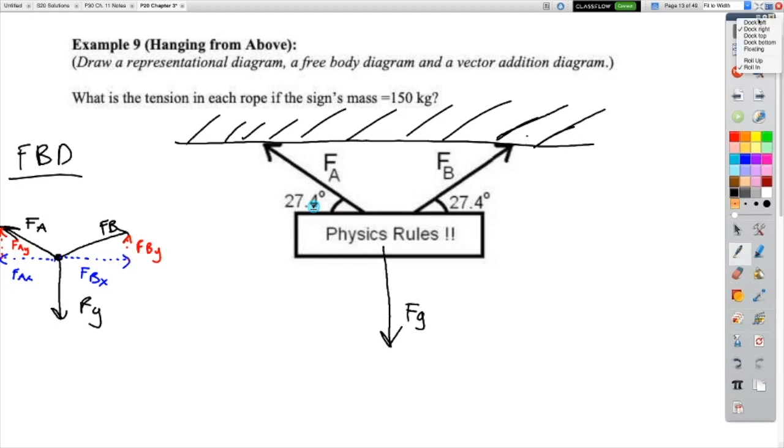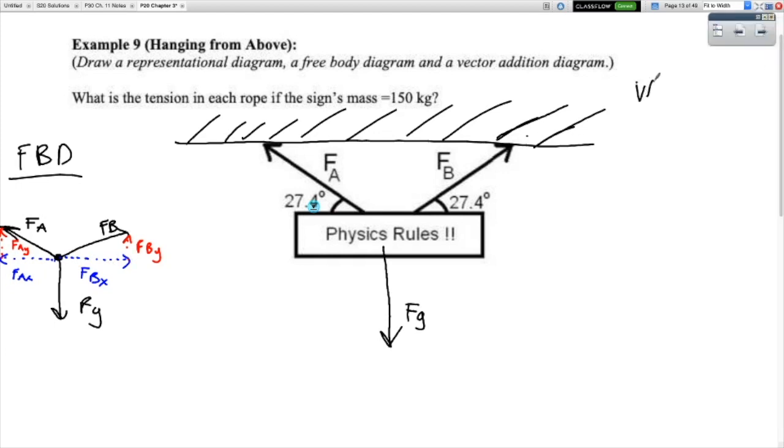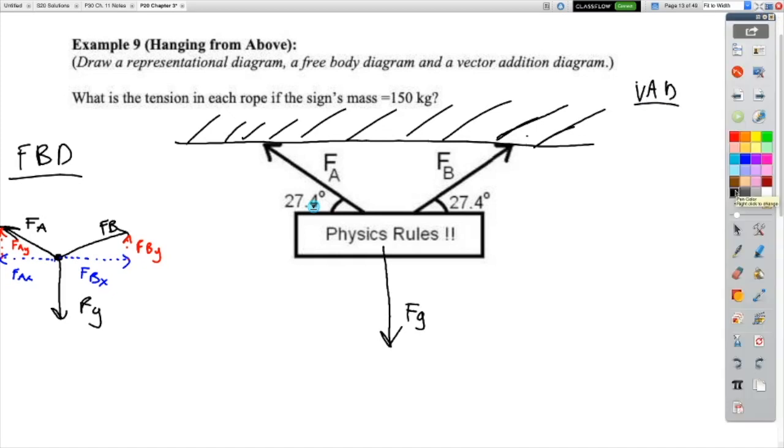Let's do our vector addition diagram, our VAD. Okay, so which forces do we have going on here? We have FA going like this, off at 27.4 degrees. That is FA, right? We have FB coming back, and we know, actually, I'm going to draw. Stop me in your head, say stop out loud when I'm good. Okay, and hopefully you're saying stop, right? Because I know that the leftness of FA needs to cancel with the rightness of FB.